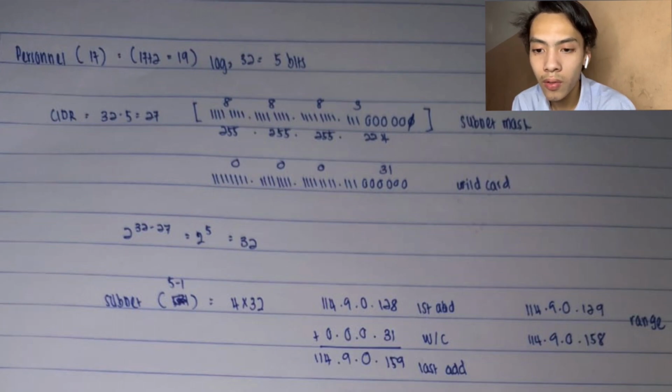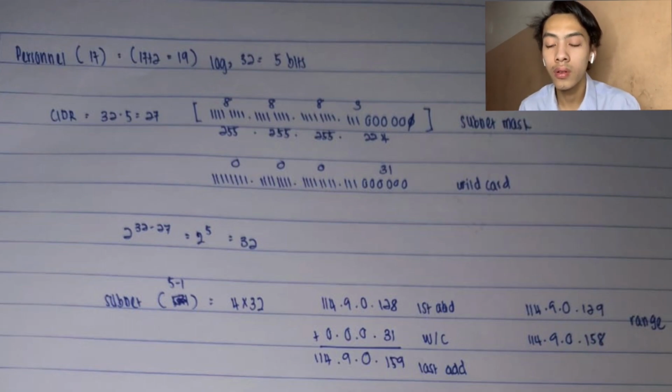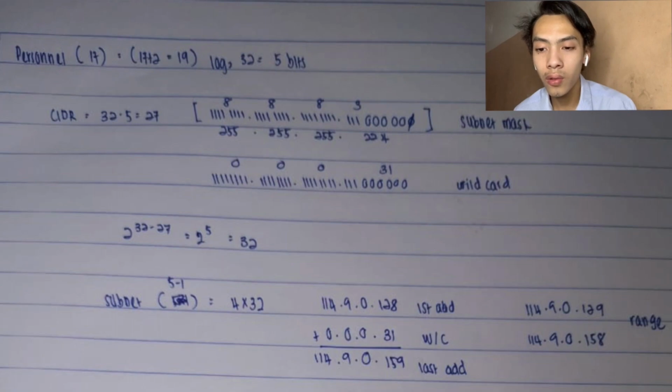And then the subnet 5 minus 1, we got 4 multiplied by 32, and then we got the first address, which is 114.9.0.128, and the wildcard is 0.0.0.31, and the last address we got 114.9.0.159. And then the first address we plus by 1, the last address we minus by 1, and then we got the range for the IP address.